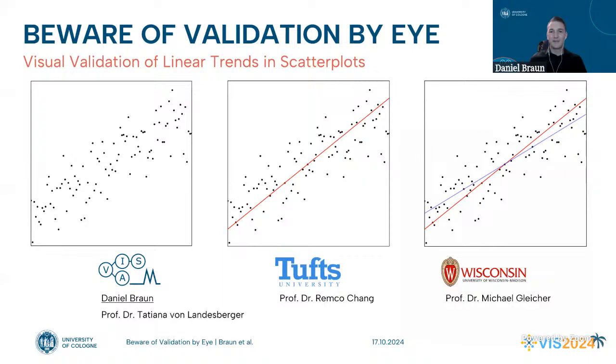Yeah, thanks for the introduction. I'm Daniel Braun from the University of Cologne, and this presentation is about the visual validation of linear trends in scatterplots. The paper is the result of a collaboration together with Tatiana von Landesberger, Remco Chang, and Michael Gleicher.